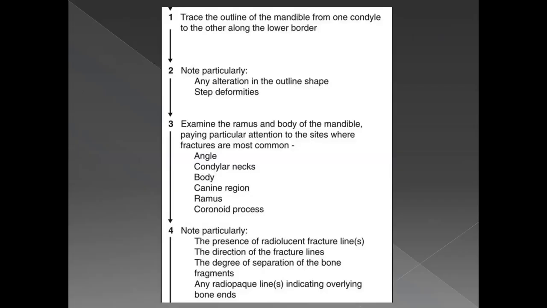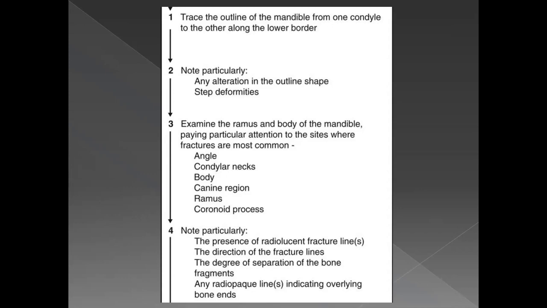Okay, coming to the PA views of the mandible, I'll obviously be talking here about the PA mandible and the reverse Towne's. So in that, whenever you have to describe the lesion, you have to start the outline from the condyle on one side to the other, and you have to comment on the lower border in between. So what do you have to note? You have to note any alteration in the shape outline, any step deformities. Specific areas where fractures are most common are the angle, the condylar necks, the body, canine region, ramus, and the coronoid process.